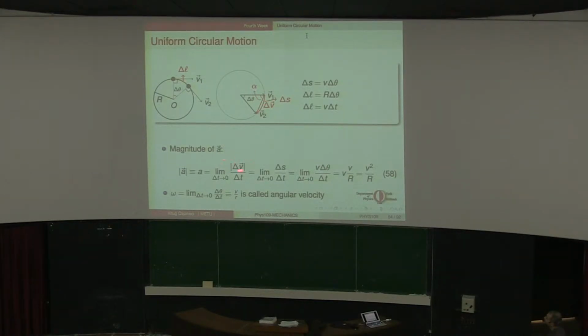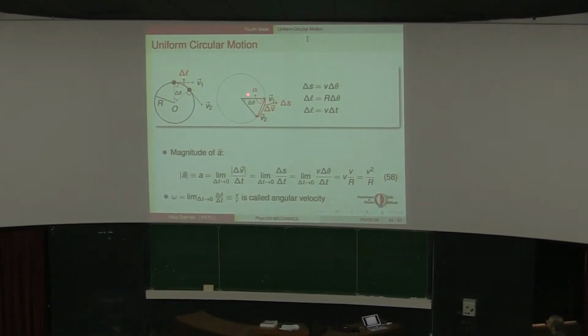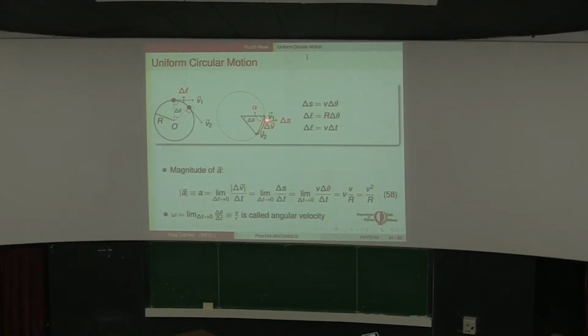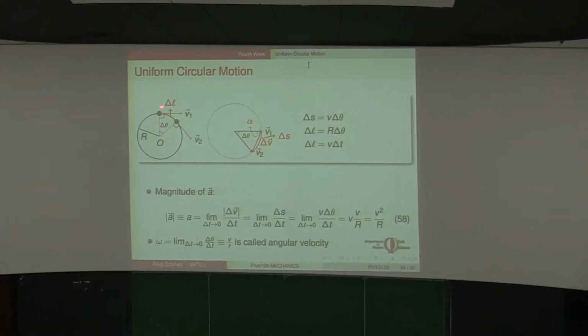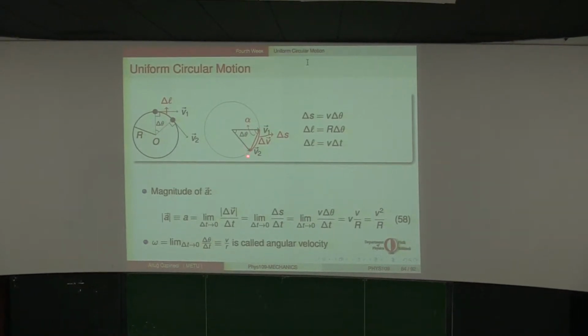So in this limit, delta t goes to 0, when delta theta also goes to 0, that is, I'm taking a narrower and narrower arc, then the length of delta v and delta s will be equal, so I just replace this delta v by delta s. But delta s is the length of an arc of a circle whose radius is v, and that delta s sees an angle delta theta. It is the same delta theta over there. This delta theta and this delta theta are equal.